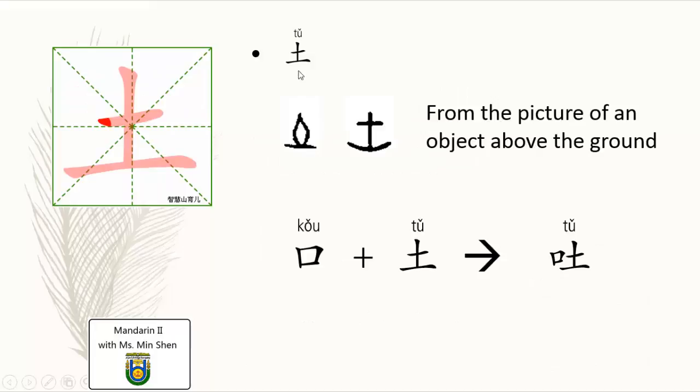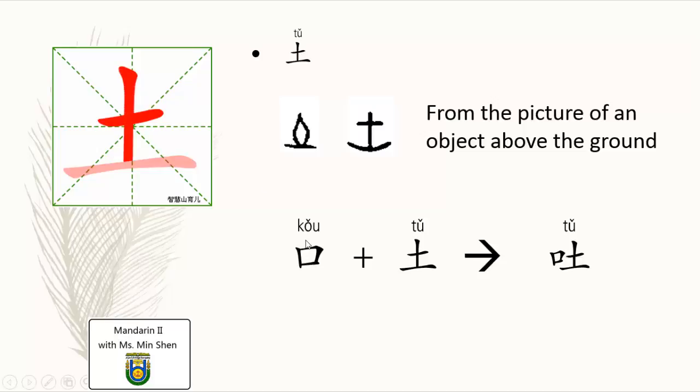After this, 土. Originally it's a picture showing that there is a ground, and above the ground there is something. So something above the ground, maybe it's a lump of soil. Later on, the form changes a little bit. Still there's a ground, but people use a cross to present the something above it. And this object maybe is made from soil or a lump of soil. So today this character still means soil or earth.